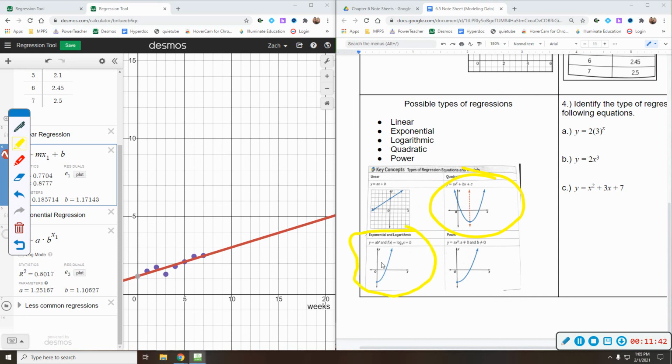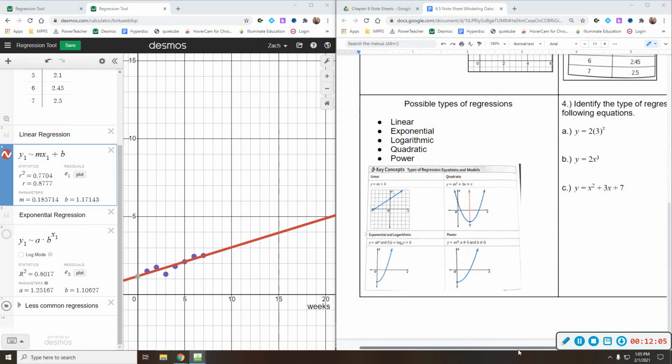Exponential and logarithmic are the ones we'll deal with the most, exponential especially. Exponential would look something more like this. I should use a different color. Logarithmic would look more like this. And then the last one is power. We will not deal with power very much. Quadratic is a type of power function, but we're not going to deal with that too much. We will ask questions like this one over here.